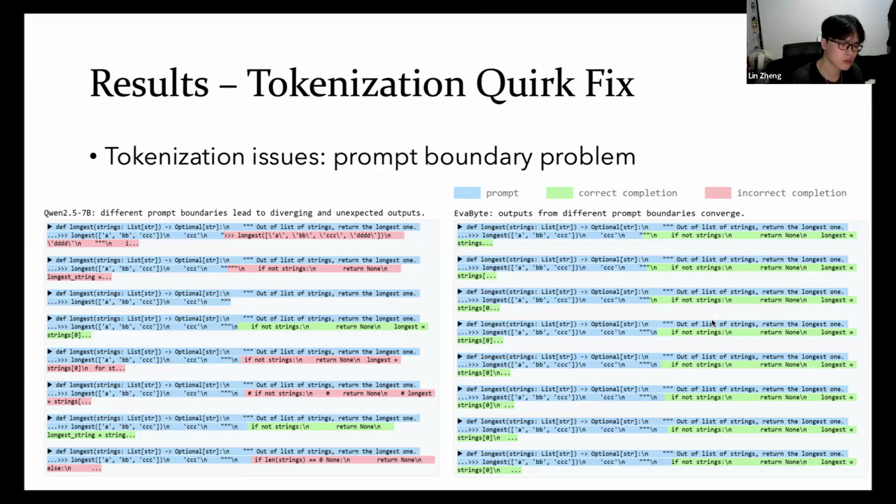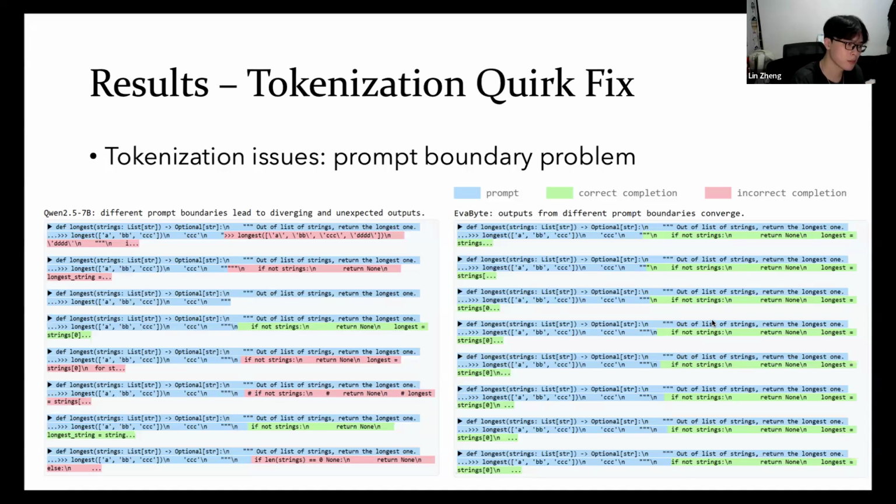Okay, so this is the other very interesting snapshot of how byte models can address tokenization quirks. This problem is usually called the prompt boundary problem. During training, what we usually do is concatenate both the prompt and the completion together and tokenize the whole piece as a whole. But at inference time, you are only given the prompt, right? So there's no way for you to get the prompt with the completion. So you have to tokenize the prompt individually.